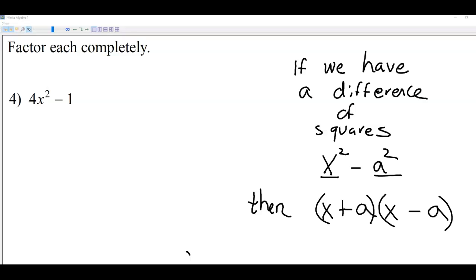But you got to be careful. This might be a little something extra to add here. Be careful. Sums of squares don't factor.